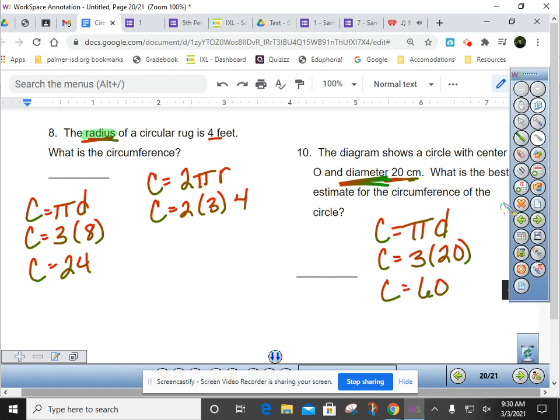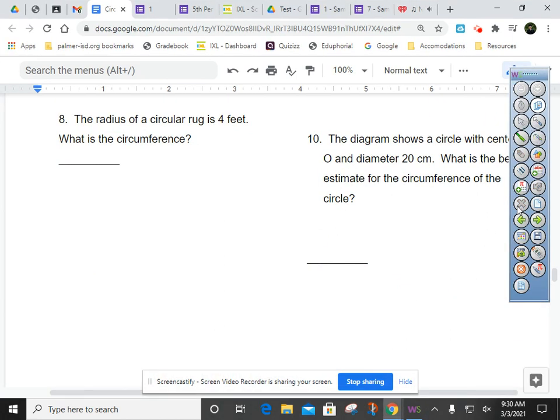Good. Your assignment is on your own. On pages 7, 8, and 9, you can use 3 for pi. Did you get all that?